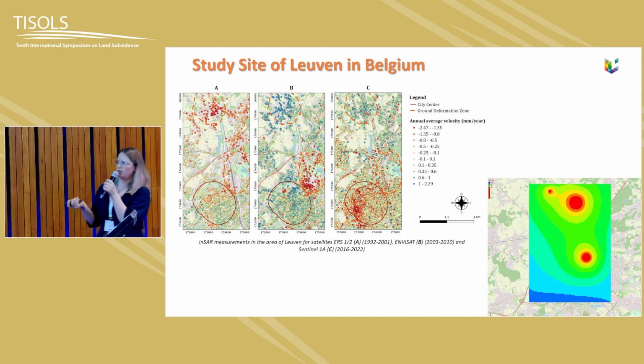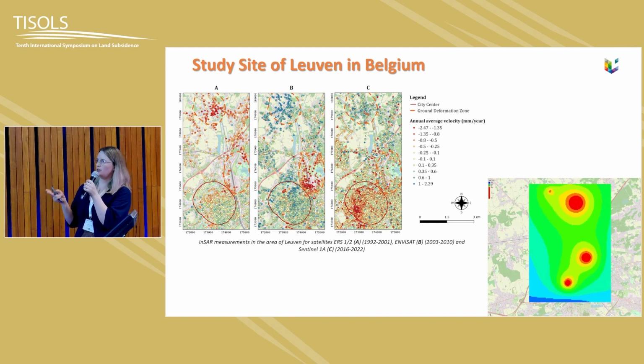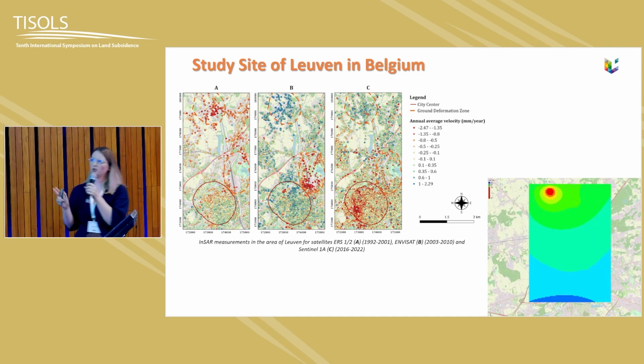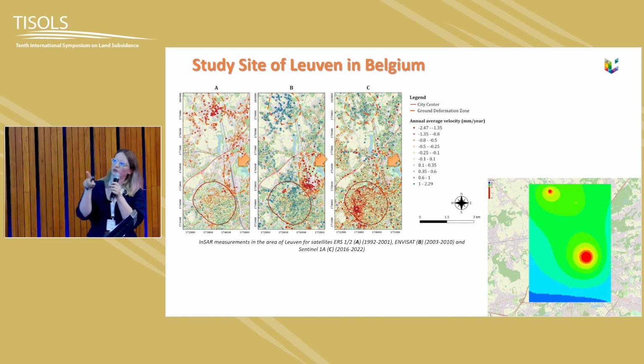And on the right, what you can see is the evolution through 30 years of the pumping that's occurring in the same area. And you can really see that there is big pumping occurring in the same area where you can see deformation in Leuven. That's why it was chosen as a study case. And so we are going to take interest in this part.